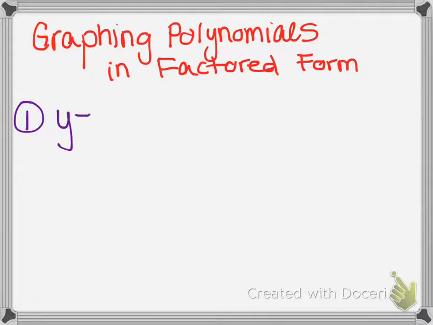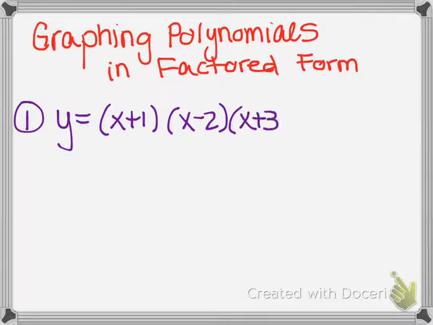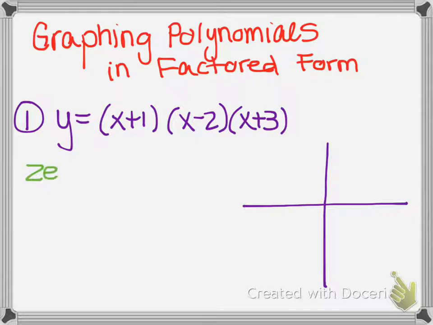If I give you the function y equals (x + 1)(x - 2)(x + 3), what I want to do is graph it. Now before we do this, we're going to identify certain things. So I want you to tell me what the zeros are. Since it's in factored form, we can do this pretty easily. My first zero is -1, my second is 2, and my third is -3. For these, the order doesn't matter.